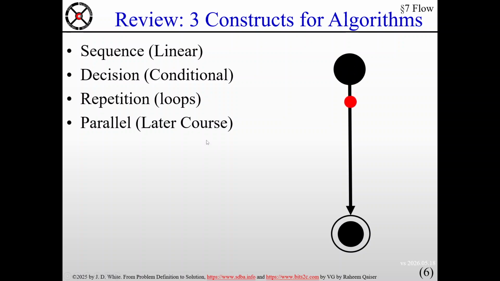We have three main constructs. Actually, four main constructs, because parallel is also, that's a later course. This course will cover three. The first construct for your UML was the linear one, right? Which we just go straight down, do some work, do a little bit more work, and continue on to the end of the program.